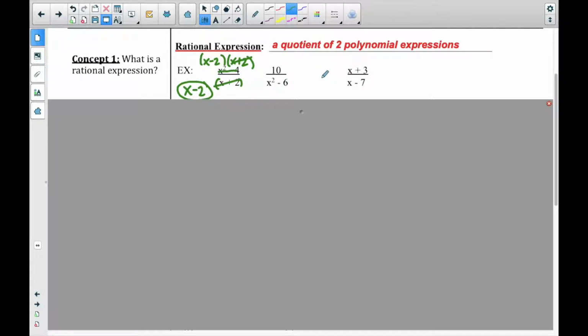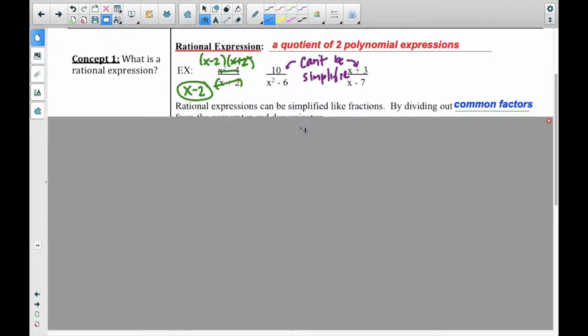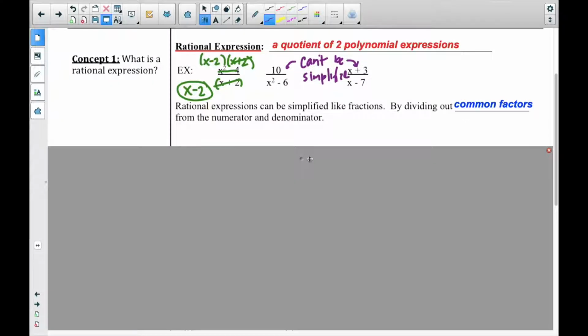Now, these three questions didn't ask us to simplify, but I wanted to use those as examples so that you can see what can and cannot simplify. I'm going to write here that these cannot be simplified. So please remember, you cannot do that. You can't just cross stuff out willy-nilly. Okay, but rational expressions can be simplified like fractions. And you do that by dividing out common factors from the numerator and denominator. So again, we have to factor. We can't do this without factoring.